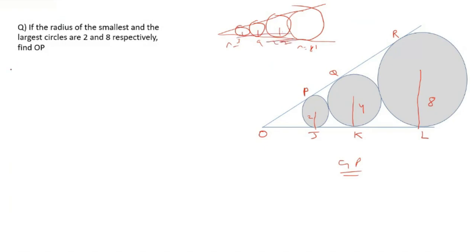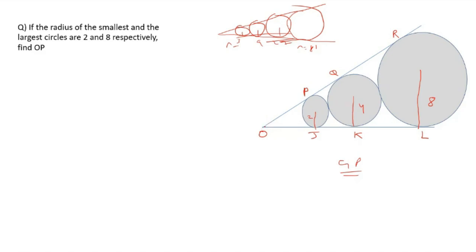So that's the first reason to give this question, and the second is to again illustrate how to deal with this family of circles and use those ratios, right? So if the radii of the smallest and largest are 2 and 8, the middle will be 4.